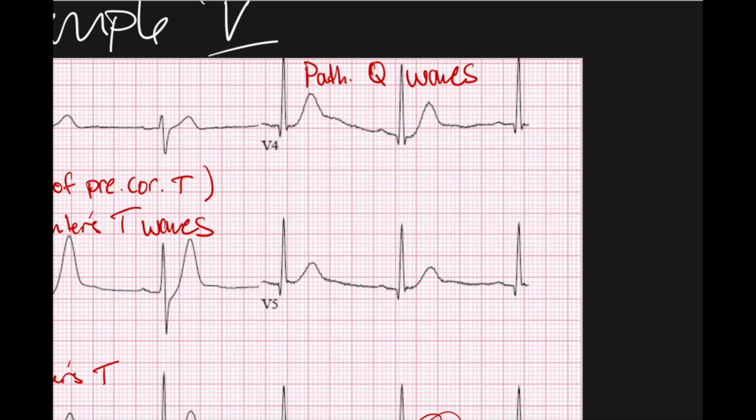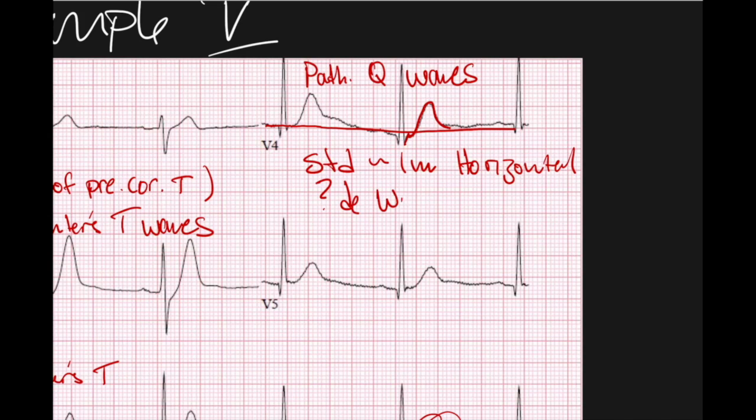The baseline is a little wavery, because if we start out here, I guess it's reasonable that we have some ST depression of about 1 millimeter horizontal. And again, we kind of have the same pattern of ST depression, slightly hyperacute T wave, so we'll say De Winter.